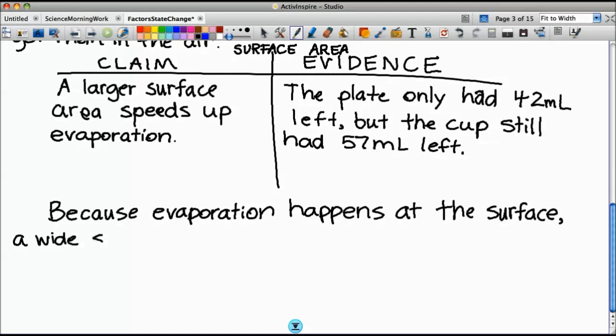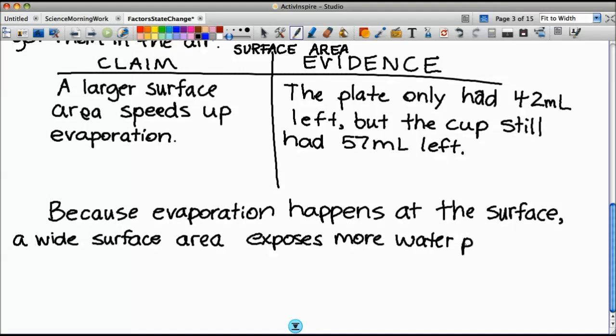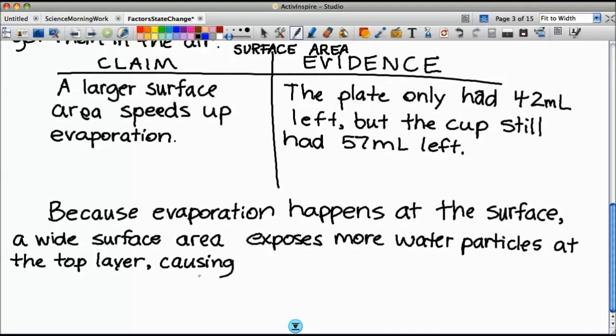a wide surface area. I'm going to use the word exposes. Have you heard that word before? It exposes. So a wide surface area exposes more water particles at the top layer, causing evaporation to happen faster. I put a comma after layer.